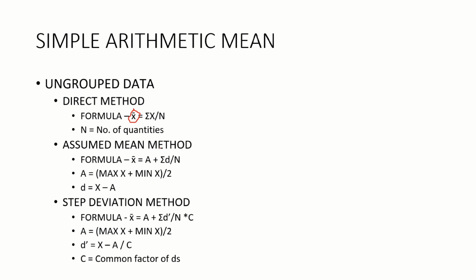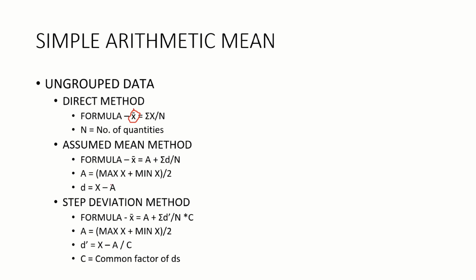Now the assumed mean method. So let's now focus on the formula and get to know what the assumed mean is. Well, assumed mean equals the maximum value plus the minimum value divided by 2. Righto. So arithmetic mean, according to this method, equals the assumed mean, which is the maximum value plus the minimum value divided by 2, plus the sum of all deviations divided by the number of quantities.